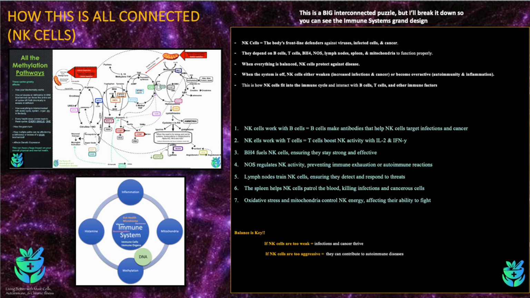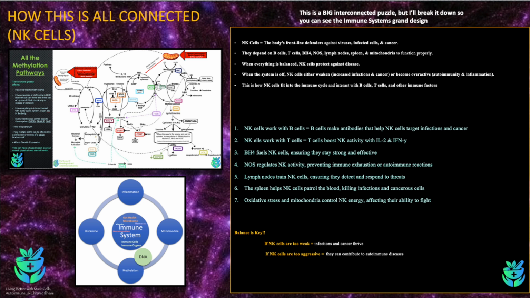So, natural killer cells are the body's frontline defenders against viruses, infected cells, and cancer. They depend on B cells, T cells, BH4, NOS, and lymph nodes, spleen, and mitochondria to function properly. When everything is balanced, the natural killer cells protect against disease. When the system is off, natural killer cells can either weaken, which equals increased infections and cancer, or become overreactive, which results in autoimmunity and inflammation.